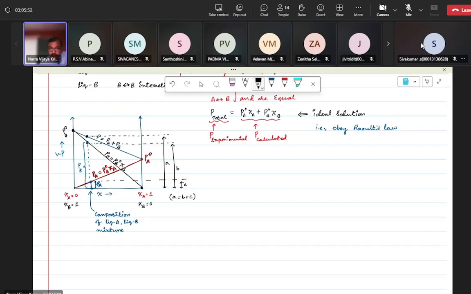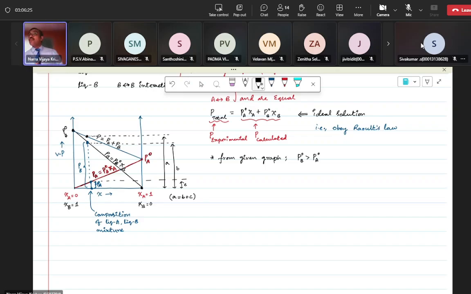Here I have made one assumption. What is that assumption? From the given graph, what is the assumption? PB naught is greater than PA naught. Correct? From the given graph, I made one assumption. What is that assumption? PB naught is greater than PA naught.